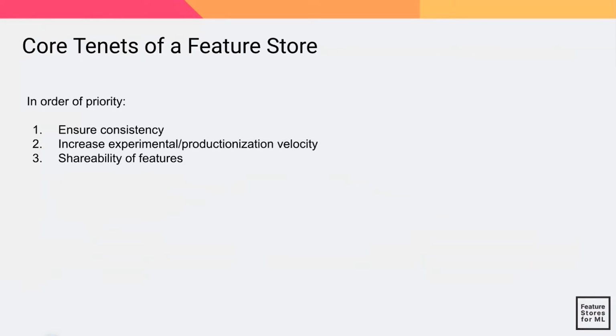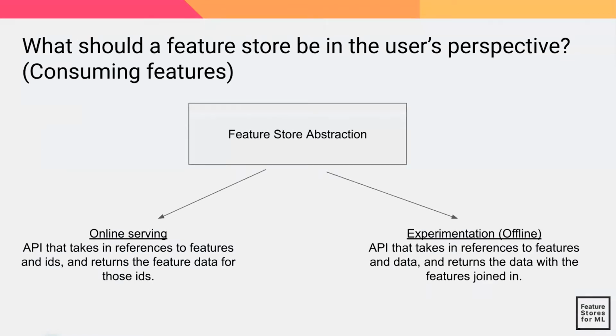So to me, in thinking about a feature store, it's very important to be user-centric, to think about what the product needs to offer to the user, what's the user experience. So that's what I'll go over real quick next. Here is what a feature store should be from the user's perspective, and this is from the consuming side. So we have the black box feature store abstraction.